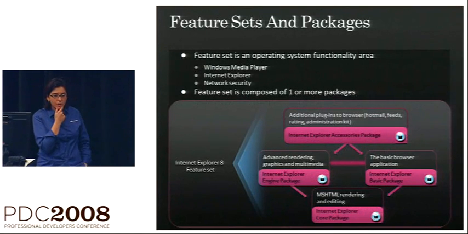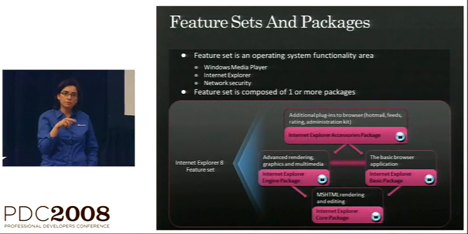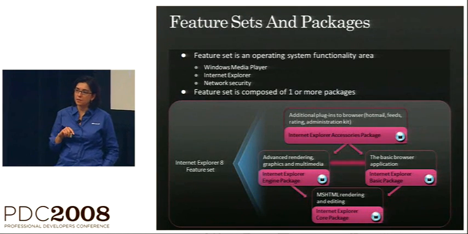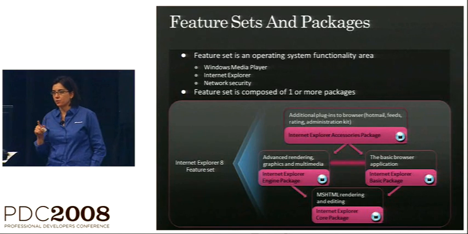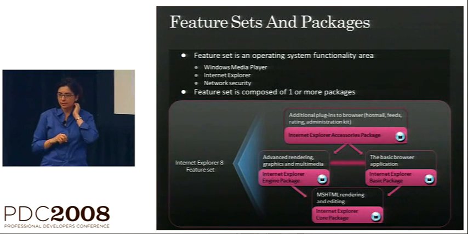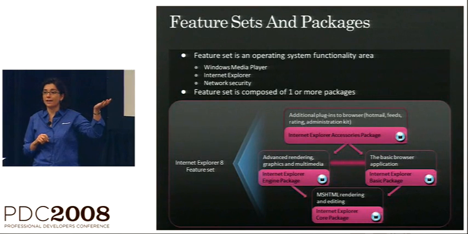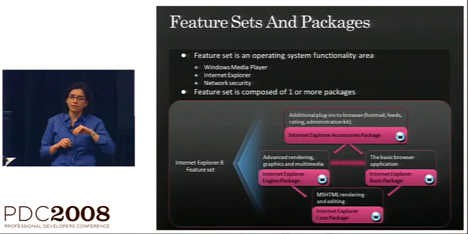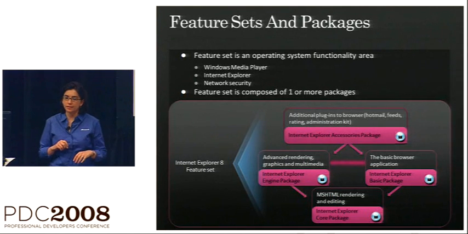So once you get embedded core in your image, then you need to pick and choose the feature sets. And now I'm going to explain what I mean by feature set and packages. A feature set is a chunk of OS functionality. Think of it as like Internet Explorer is a feature set, or Windows Media Player is a feature set. Network security is a feature set.